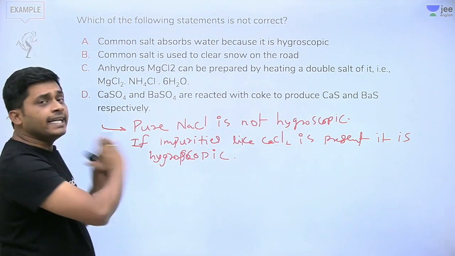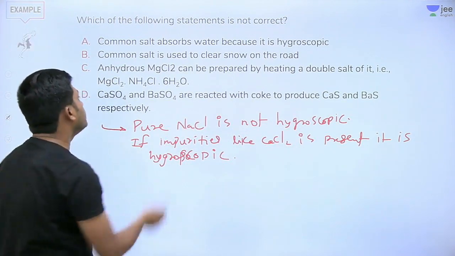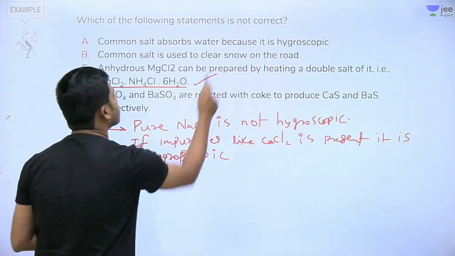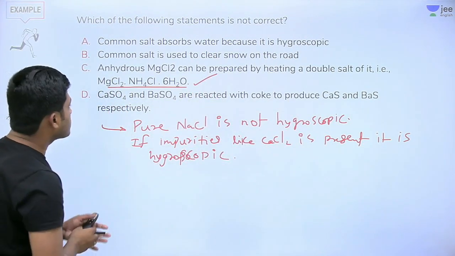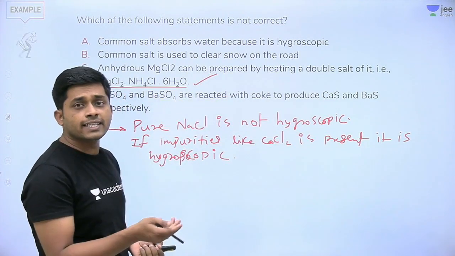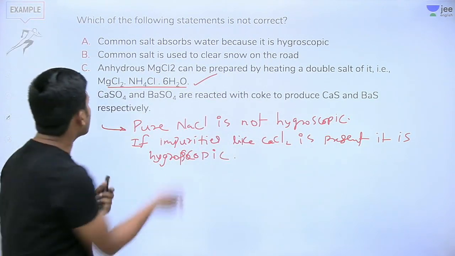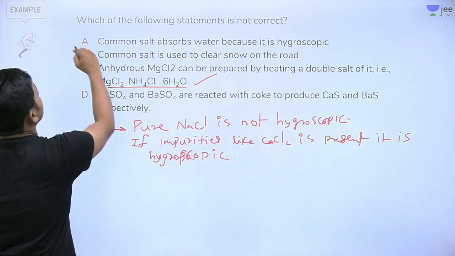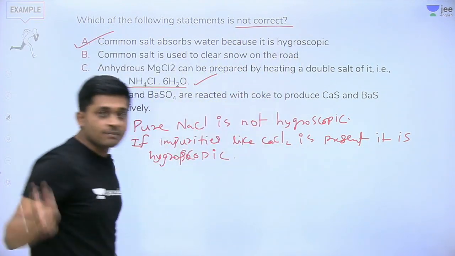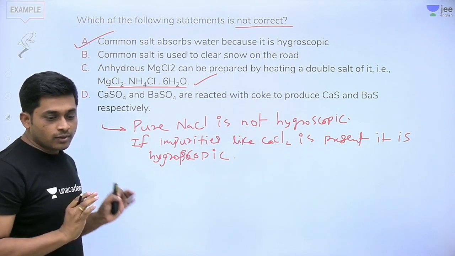Yes, this is correct. And MgCl2 can be prepared by heating a double salt. If you directly heat it, we don't get anhydrous magnesium chloride. You heat the double salt, we get it. Okay. Next, calcium sulfate and barium sulfate react with coke. Coke is a reducing agent. Coke removes oxygen. Coke means carbon. Carbon removes oxygen. So this is also correct. The only incorrect statement is option E. Got it, right? Move on to the next question.